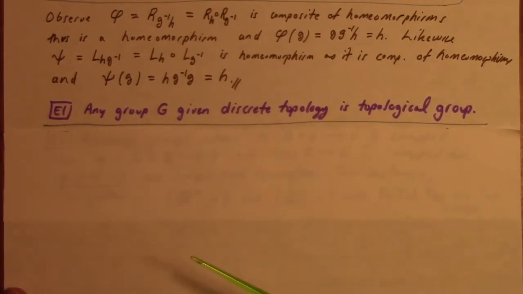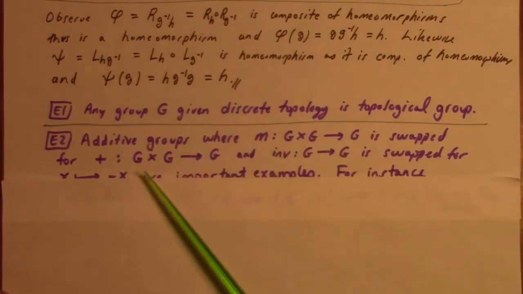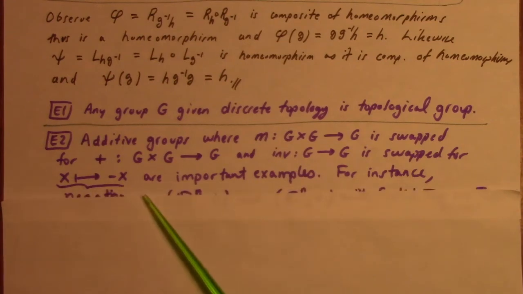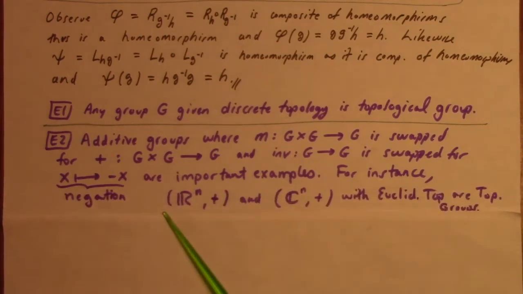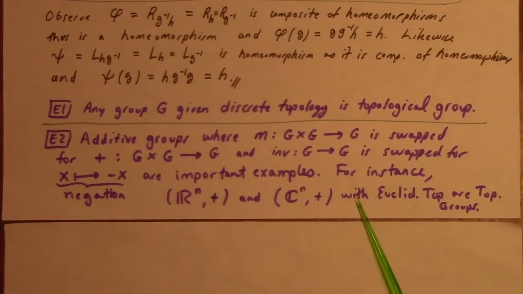Additive groups, where we swap multiplication for addition, are important examples. For instance, Rn or Cn paired with addition and the Euclidean topology are topological groups.